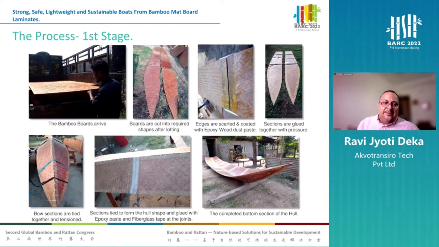Then the individual parts are tied together with cable ties and tensioned with straps, which causes pre-tensioning and increases the strength of the mat board because they are stressed. Now, wherever we have joined them, they are glued together again with epoxy and bamboo dust, and then covered with fiberglass tape to give more strength on the joints. And as you can see from the final photograph, we can have very complex designs, extremely strong, inflexible monocoque designs, which can be made from several sections of bamboo mat board, joined together with fiberglass and epoxy.